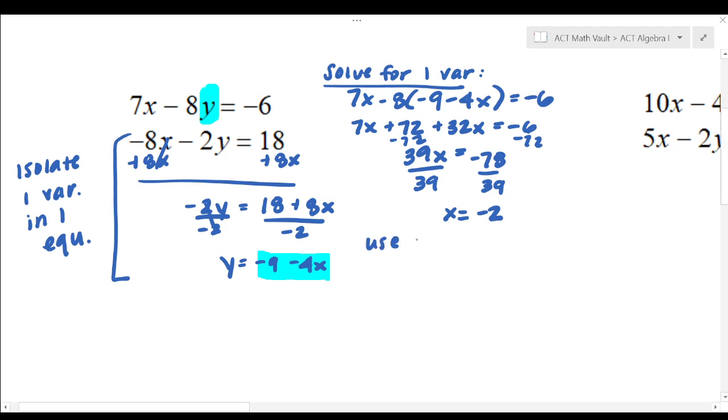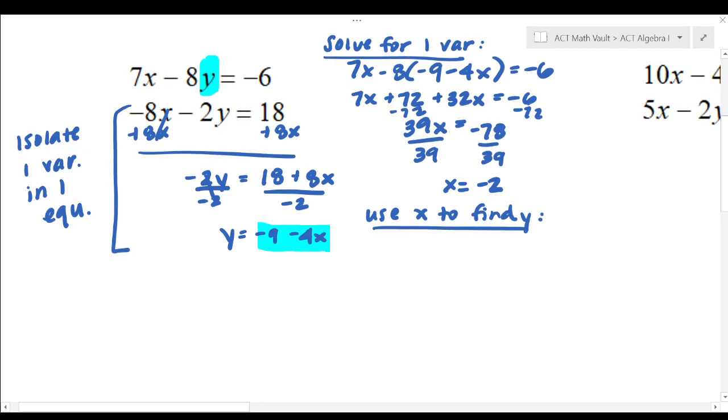And then we'll say use x to find y. So how? Well, the x and y pair is supposed to work for both equations. So really, you can plug that x into either the first or the second one. But I'm fairly confident about my work right here. Why don't I just plug it in right there?